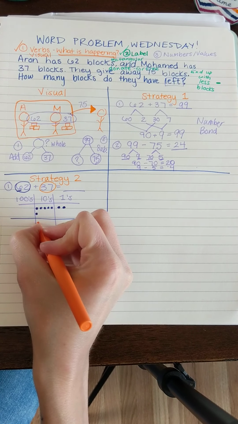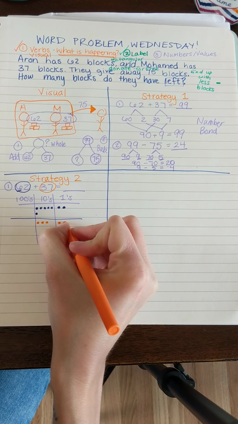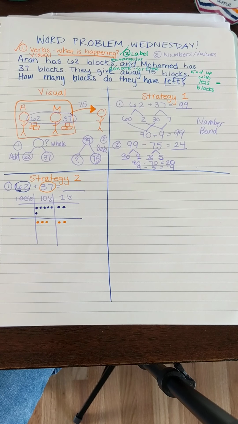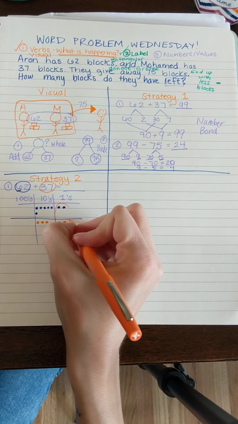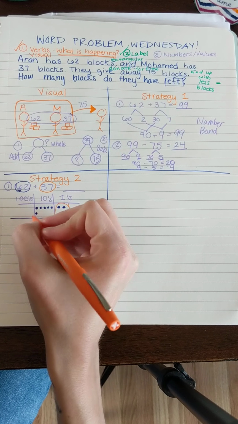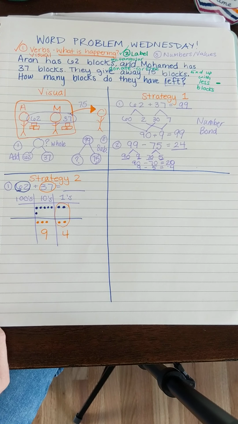37. 10, 20, 30, 31, 32. Okay, now I'm ready to count them all together. So I go, okay, this makes 4. This right here makes 6, 7, 8, 9, 9. Oh, I must have done something wrong. What was I doing when I was counting these? That doesn't match. I need to find a mistake.